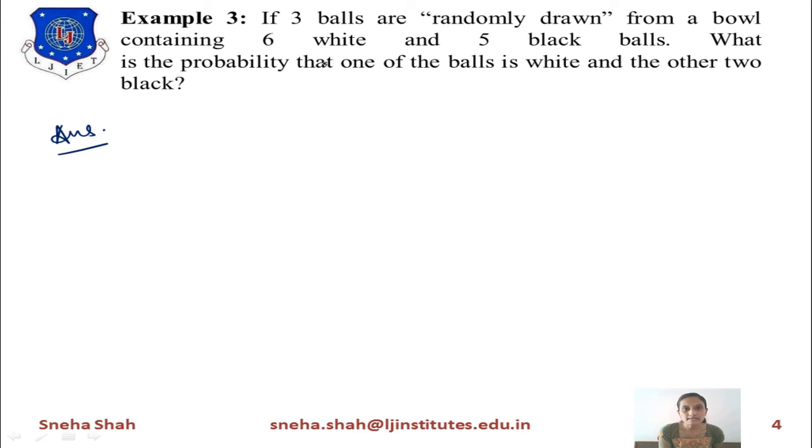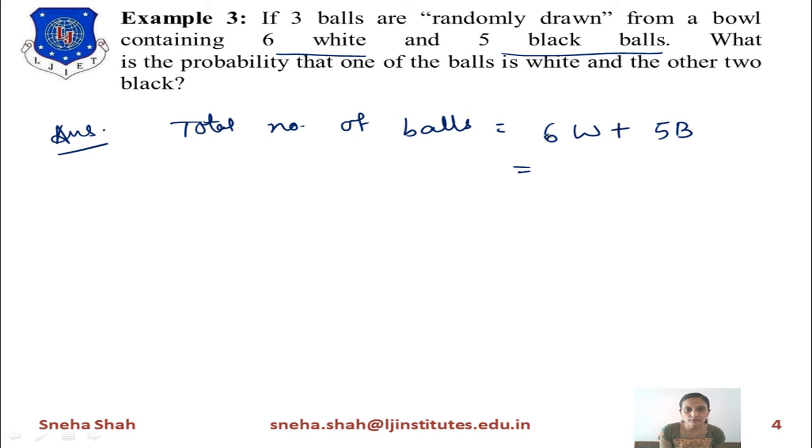The total number of balls is 6 white balls and 5 black balls. So the total number of balls is 6 plus 5, which means 11 balls, right? Now from this we have to select 3 balls. So from 11 balls, we have to select 3 balls. A particular arrangement is not required, so we will use combination. So 11C3 will be selected.